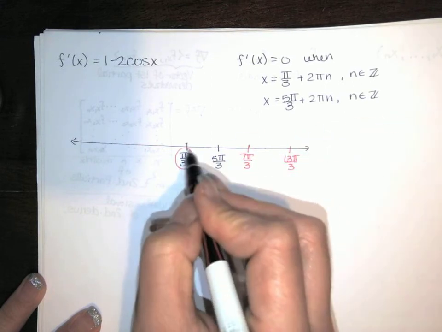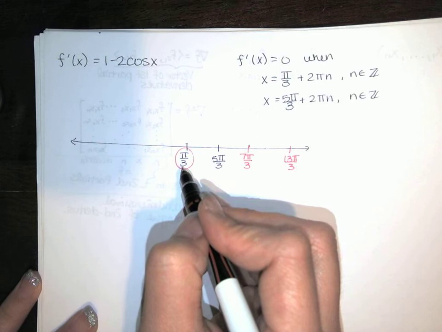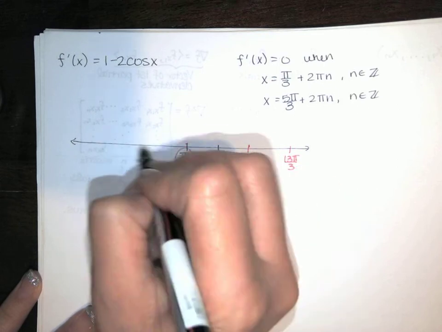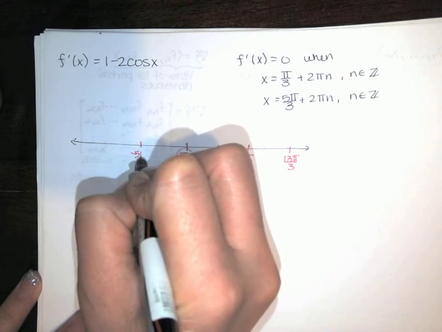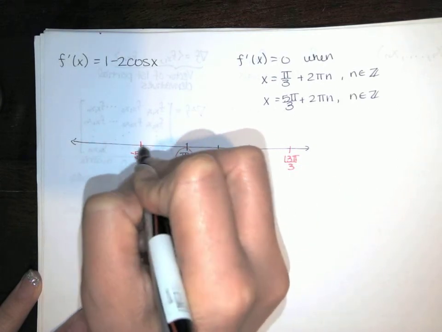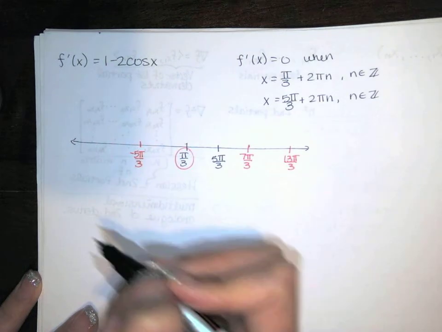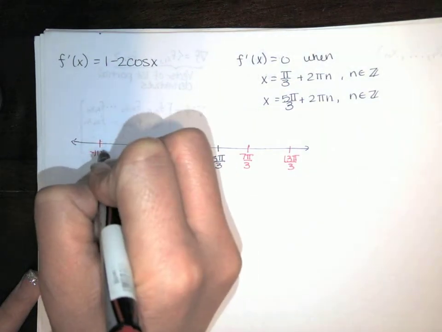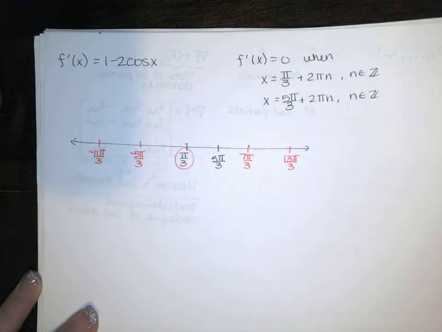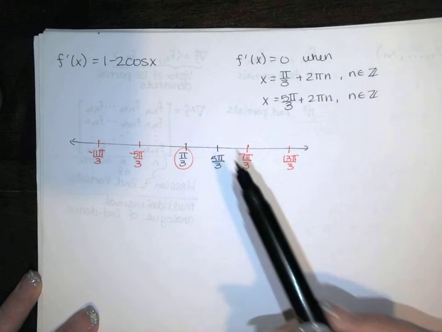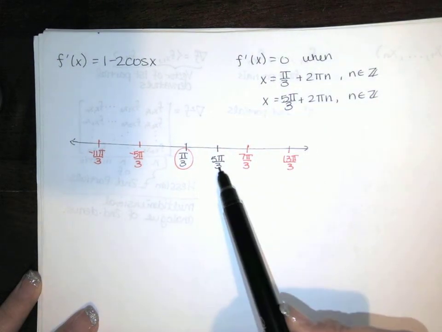Now I can also subtract 6 pi over 3 from this. So that would land me over here at negative 5 pi over 3. Or I can subtract 6 pi over 3 from that, and I'll get negative 11 pi over 3. Okay, and then we're going to do the same thing with the 5 pi over 3.